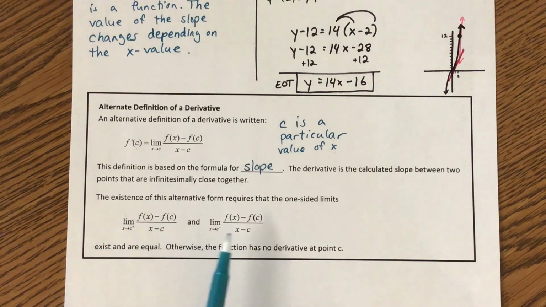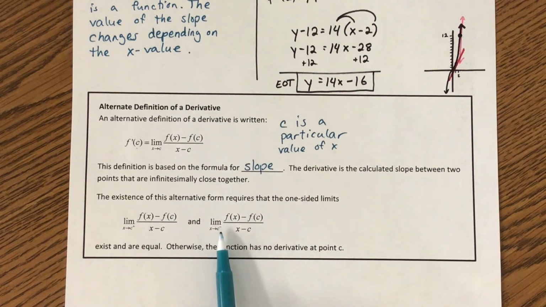The existence of the alternate form requires that the one-sided limits have to exist and they have to be equal to each other. We've talked about this back in Unit 1, right? We're going from the right side, we're going from the left side. Those two limits have to actually meet each other, so they have to actually equal the same thing. Otherwise, the function does not have a derivative at point C. So if the left and the right limits are not equal, then your derivative does not exist.